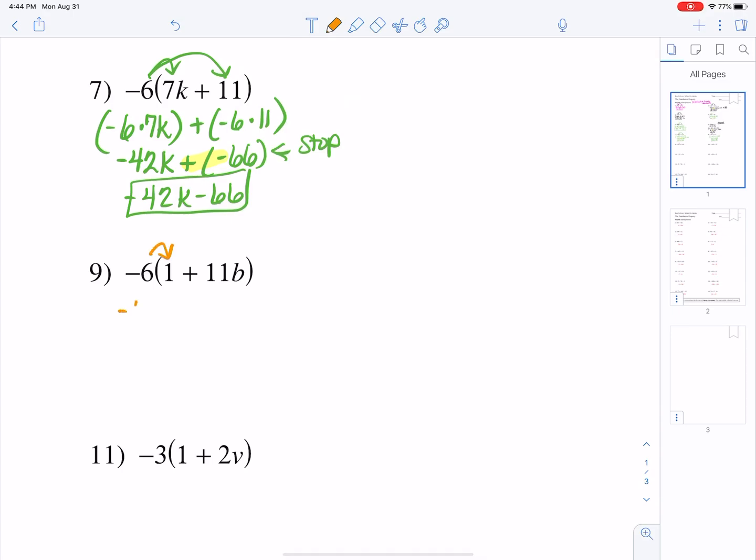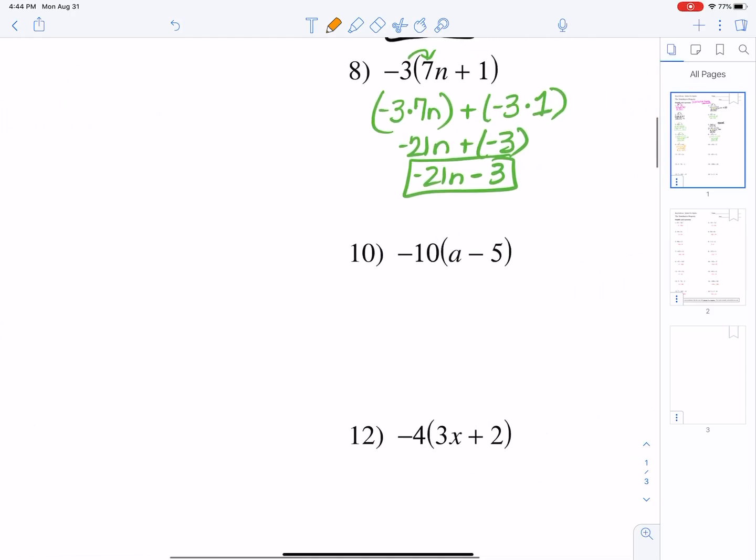-6 times 1 plus -6 times 11b. -6 plus -66b. I'm going to change this b so it's readable. Well, I again have these two together. That's going to make it -6 minus 66b.